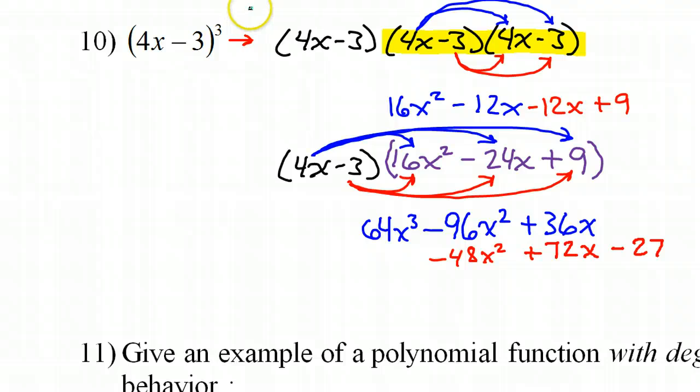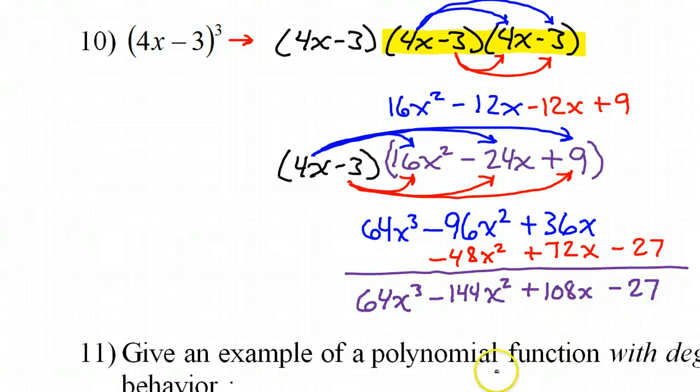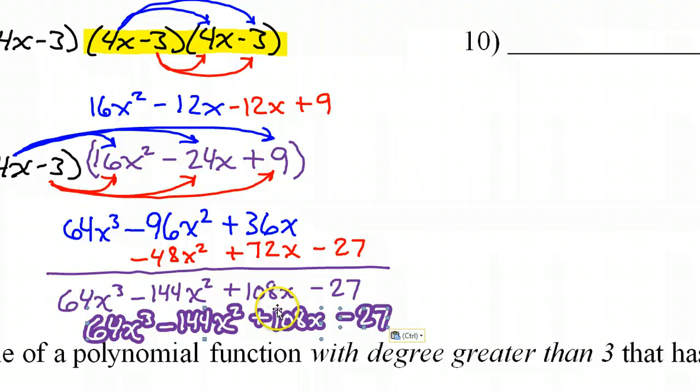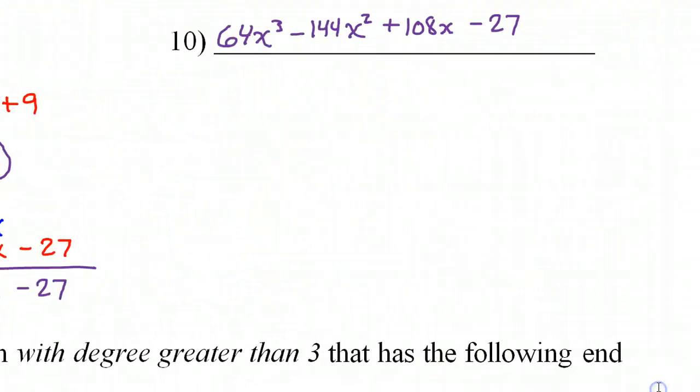All right, so there we go. Combining like terms, I'm going to have 64x to the third power. Let's see, negative 96 plus negative 48 is negative 144x squared. 36 plus 72 is 108, so this will be plus 108x. And then we'll bring down the minus 27. So that is the final answer, which I will cut and paste onto the answer line. Okay, so there you go. Number 10.